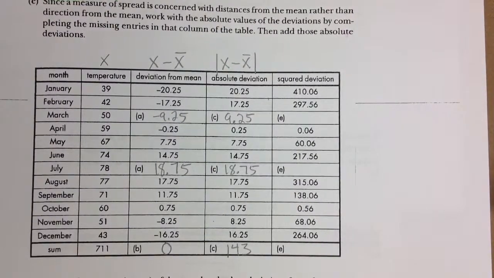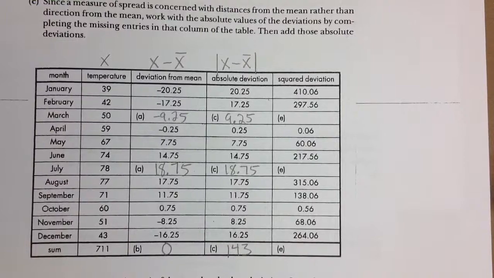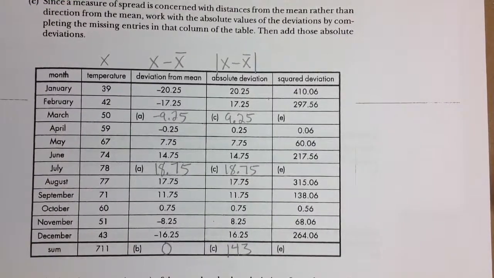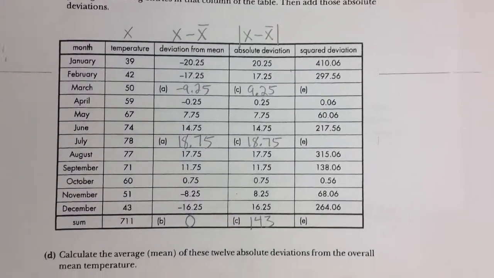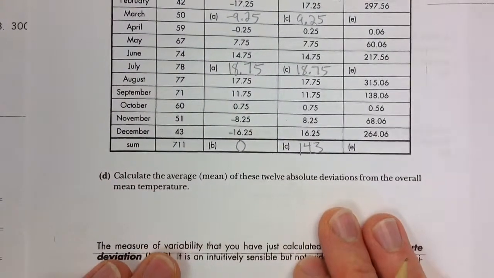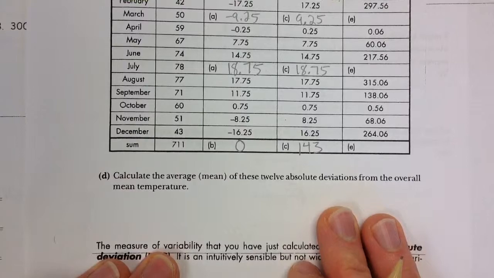Okay, by the way, that was part C. I think you all know how to find an average. You take the sum and you divide by the number of values. That's what we're going to do next, to find the average deviation from the mean.